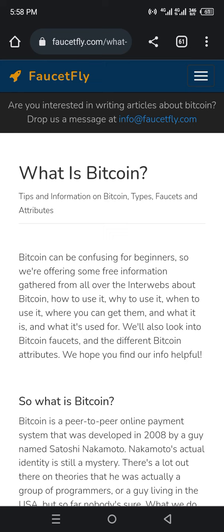So we are offering some free information gathered from all over the internet about Bitcoin: how to use it, why to use it, when to use it, where you can get it, and what it's used for. We also look into Bitcoin faucets and the different Bitcoin attributes. We hope you find this information useful. So these guys have compiled a list of tutorials that will guide us to know what Bitcoin is, how to use it, where to use it, and several other things concerning Bitcoin that we need to know. And this website has compiled it all for us at once. So this is actually nice.